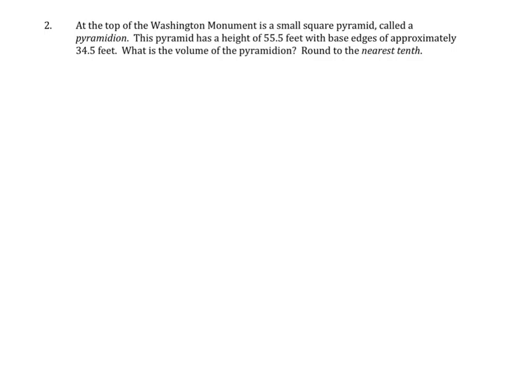Number 2, at the top of the Washington Monument is a small square pyramid called a pyramidion. This pyramid has a height of 55.5 feet with base edges of approximately 34.5 feet. What is the volume of the pyramidion? Round to the nearest tenths. So we know the volume formula for a pyramid is equal to 1/3 capital B times H, where B represents the area of the base, and the area of the base is represented by a square.